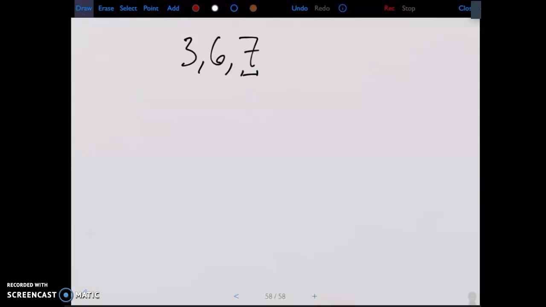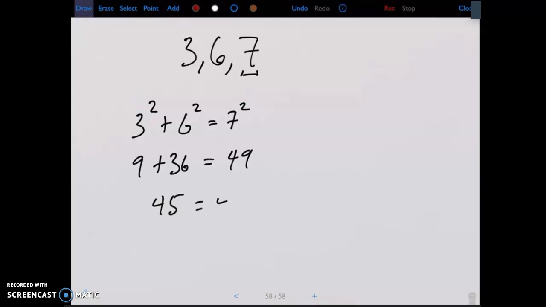So let's try it. Let's go 3 squared plus 6 squared equals 7 squared. It should be equal if it's a right triangle. If it's not equal, then it's not a right triangle. So we got 9 plus 36 equals 49. So we have 45 equals 49. So 49 does not equal 45.